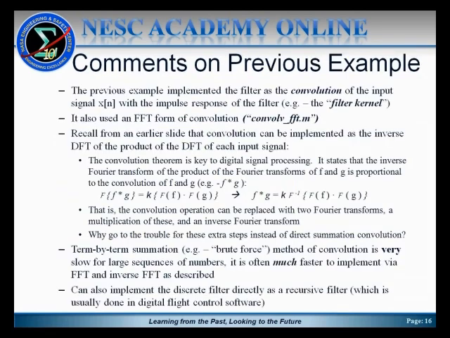Now I want to offer a few comments here on the previous example before we conclude this section of the presentation. In the previous example, we implemented the filter as the convolution of the input signal itself, x sub n, with the impulse response of the filter. The impulse response of the filter is also what's known as the filter kernel. And as I described a couple of slides ago, we used the FFT version of the convolution operation because it's much faster than the so-called brute force or summation method.